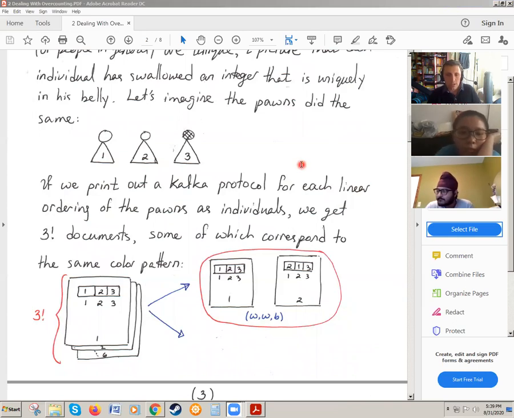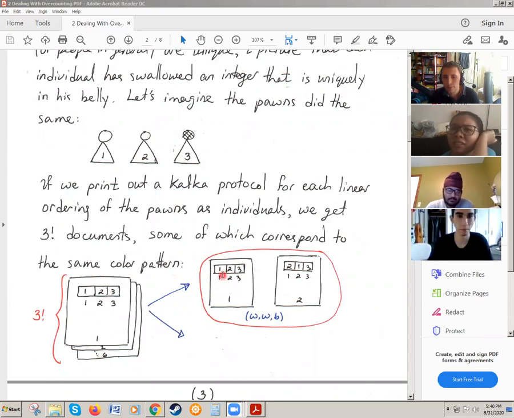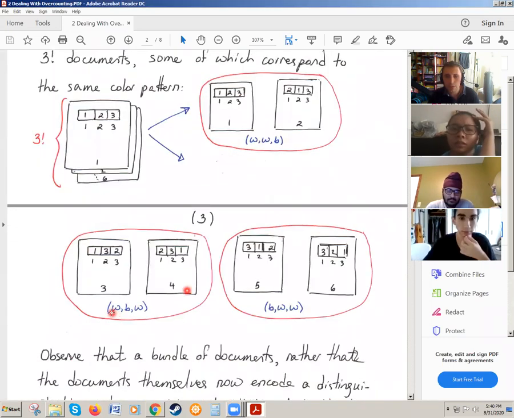Okay. So some of those documents are redundant. They describe the same situation because I cannot tell whether pawn 1 or pawn 2 are where they are. I can only tell patterns like white, white, black, right? So what we have here is that we have 2 documents from this file that correspond to white, white, black. Good. And for every other pattern, I also have exactly 2 documents corresponding to it.